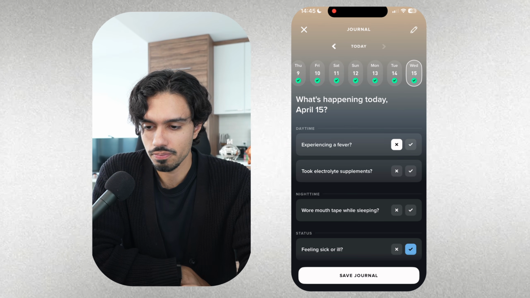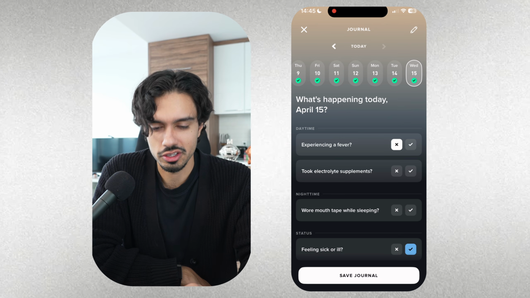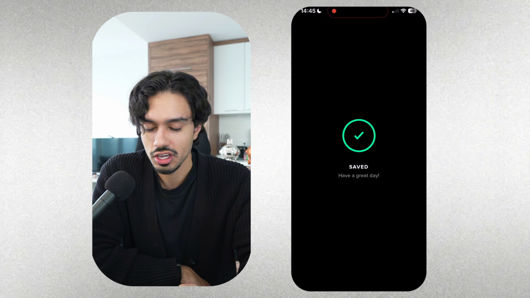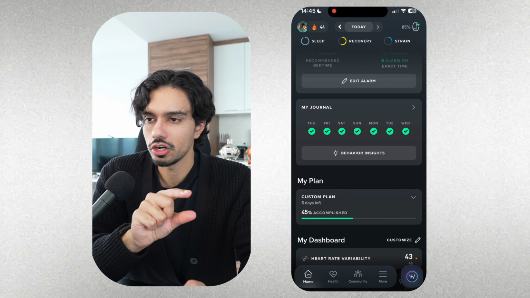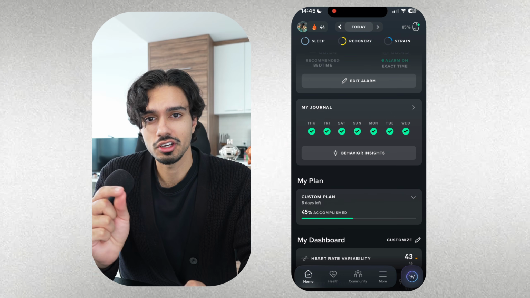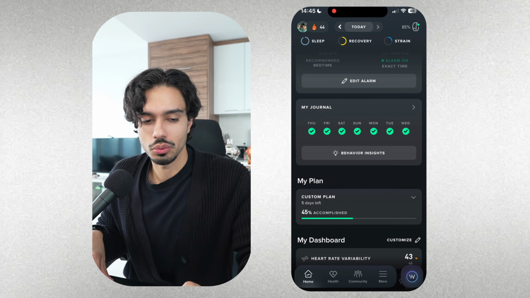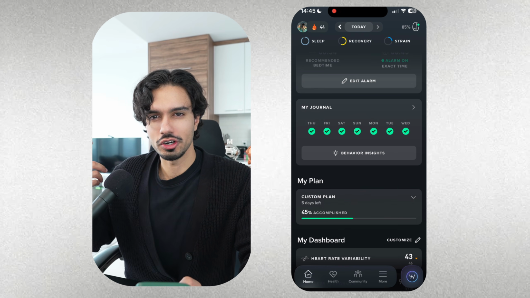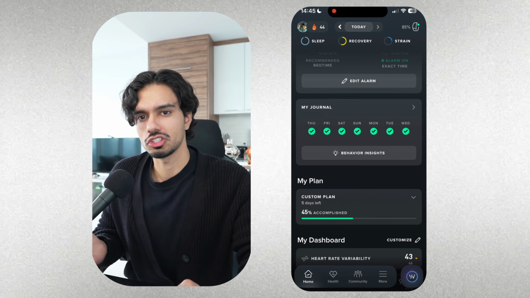For example, if I bought mouth tape to stop mouth breathing while I sleep, does that actually make a difference to my sleep? So what I would do is, every day I would say, did you wear mouth tape while you were sleeping? I could say yes or no. If I said yes, then after a couple of days, after a couple of weeks, Whoop is going to notice a trend: when Hamza wears mouth tape, his sleep is significantly better, and we have data to back that up. So then I know, okay, it actually makes a difference for me to wear mouth tape. The point is that instead of just guessing and arbitrarily and subjectively thinking, oh yeah, I think this is good for me, you have data to actually back that up.